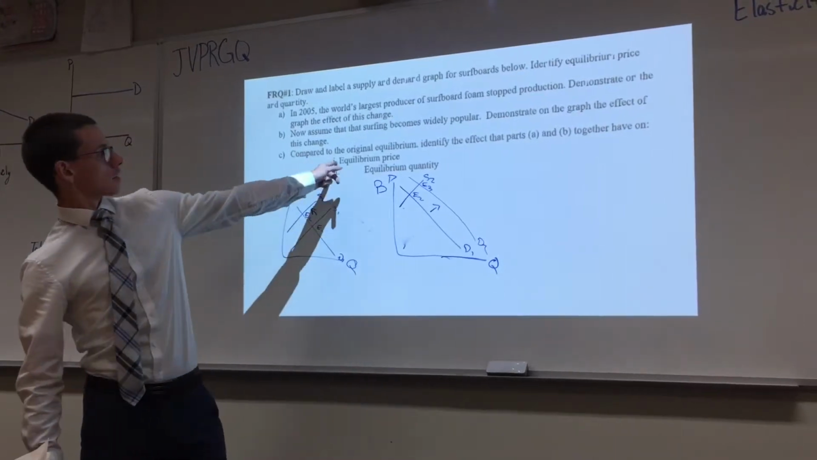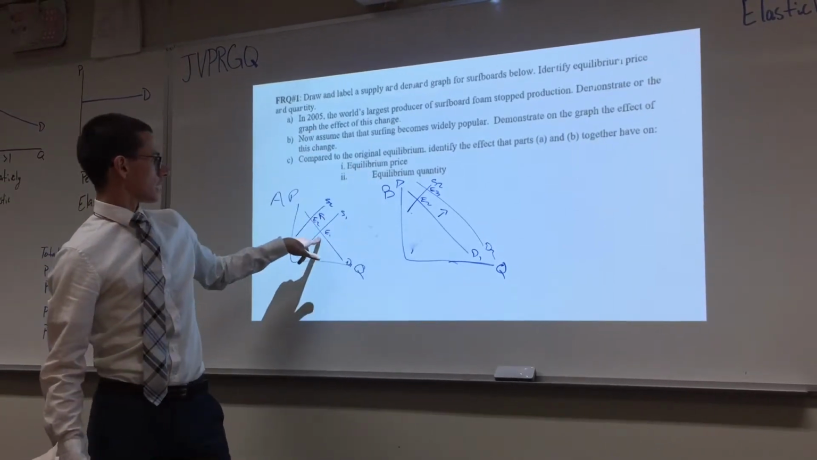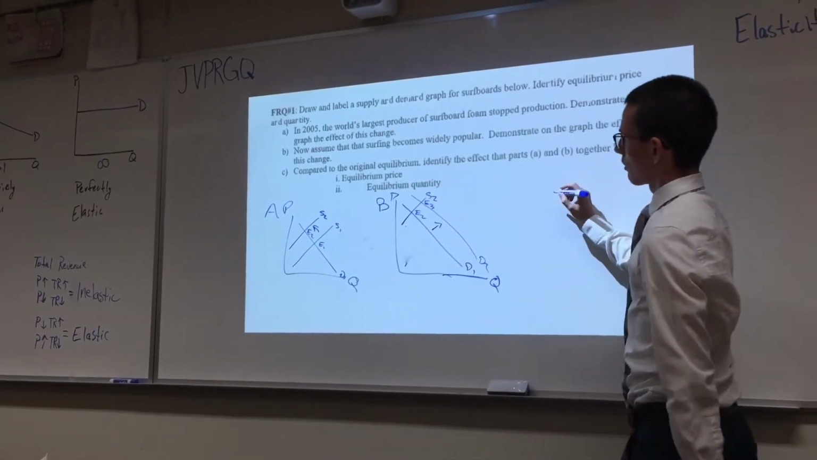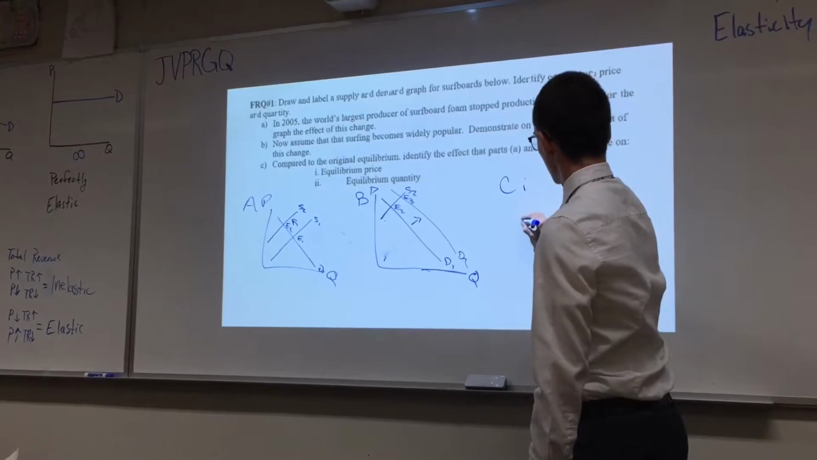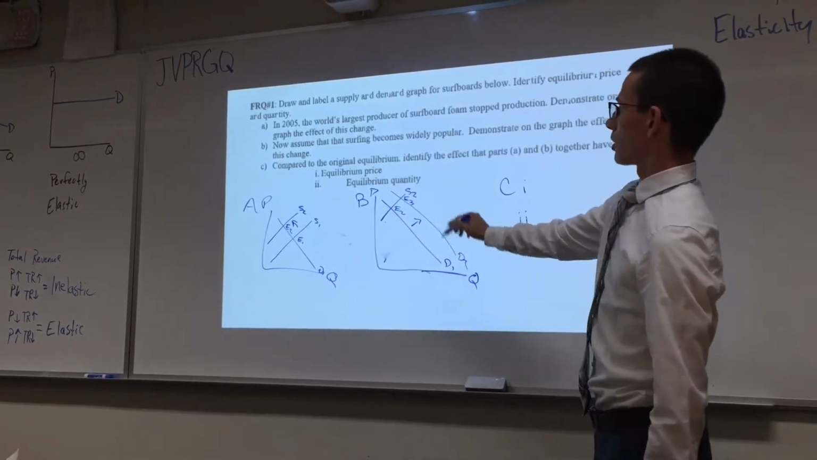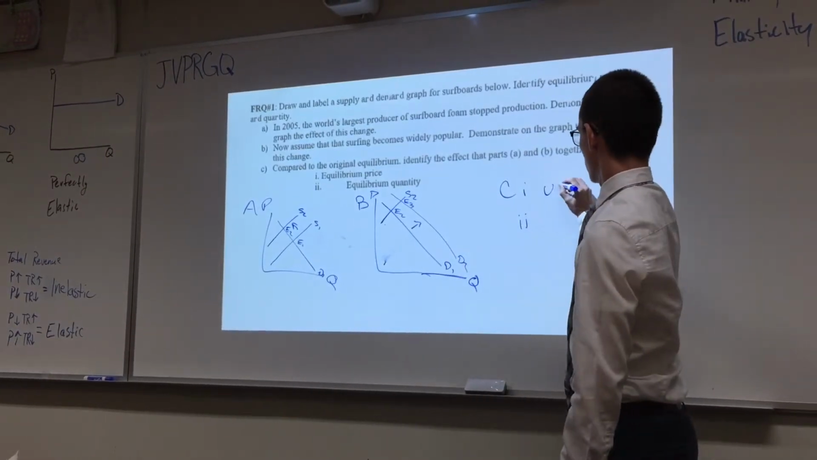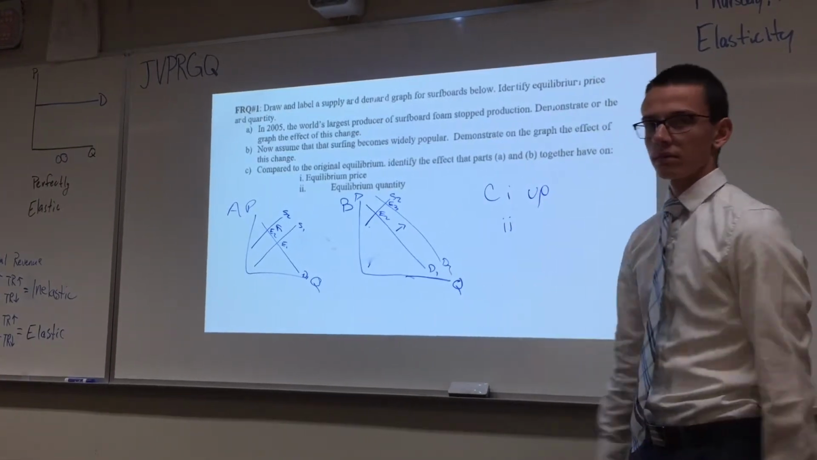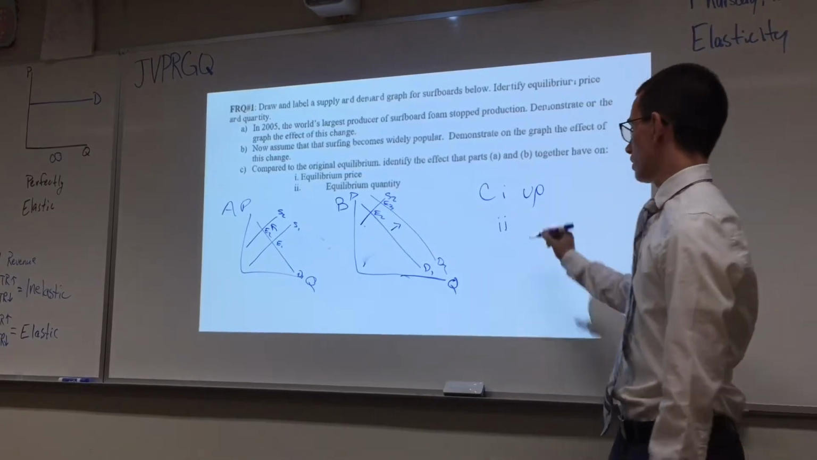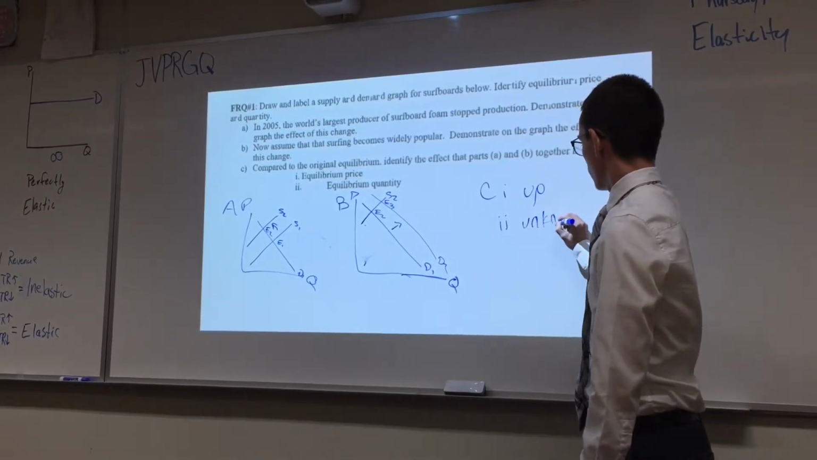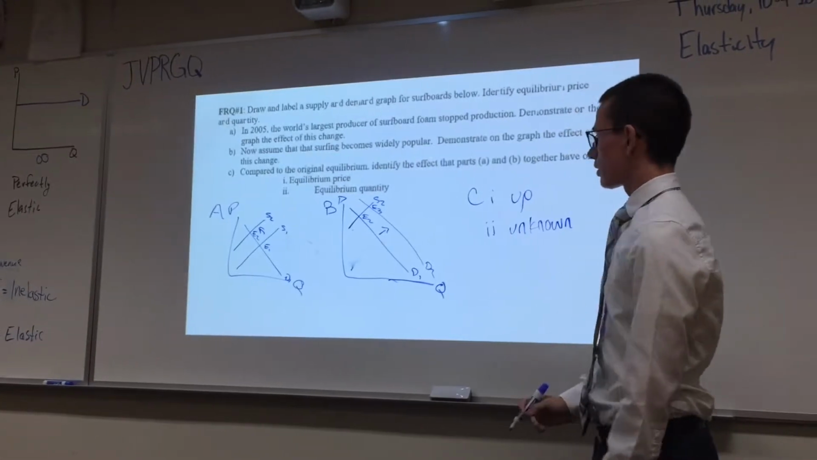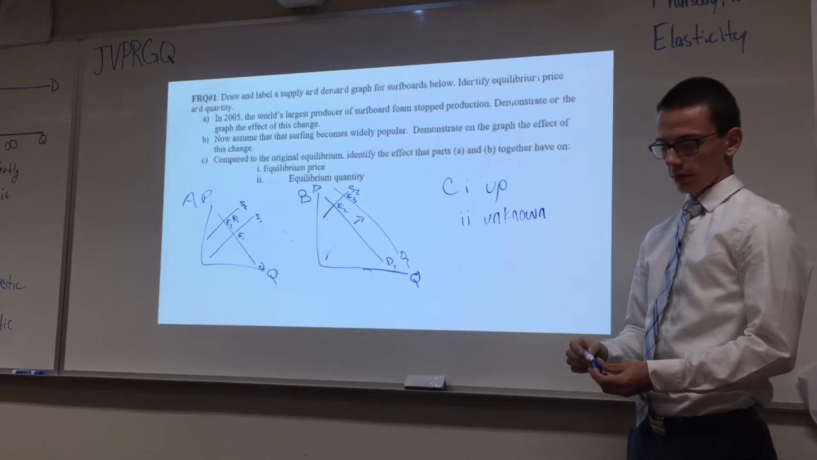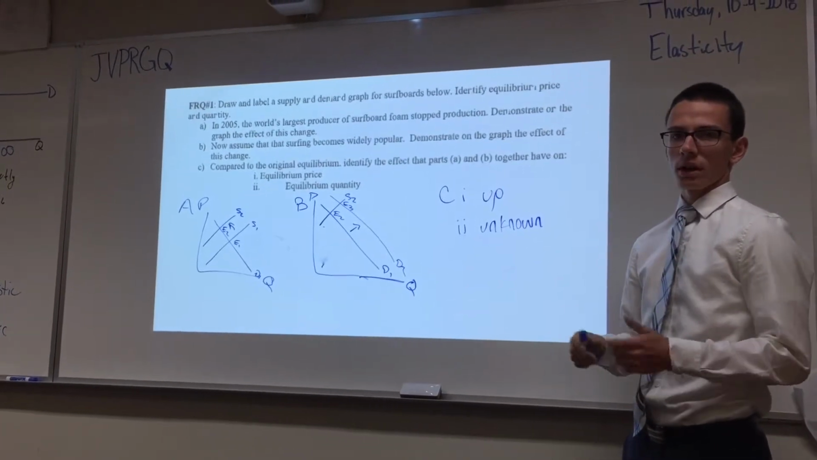And for C, it says compared to the original equilibrium, which is right here, and now it's here. Identify the effects that A and B together have on C, I. Equilibrium price goes up. Equilibrium quantity, you wouldn't be able to figure out how much the quantity shifts. It'd be unknown, because you don't know how much supply shifts and how much demand shifts. So your quantity can be same, more or less, depending on how far it shifts.